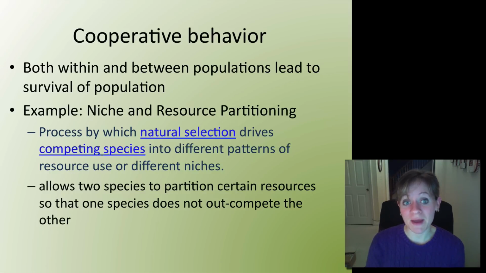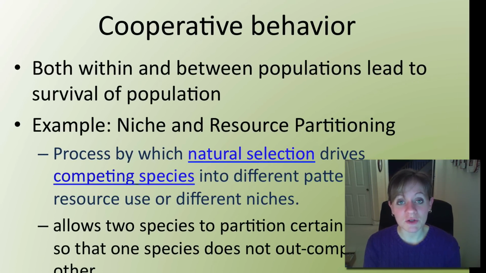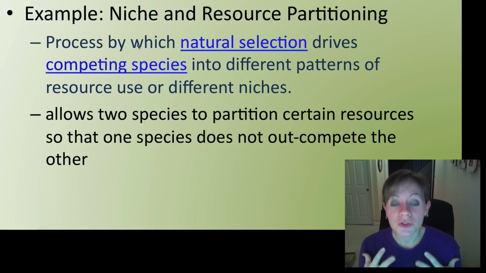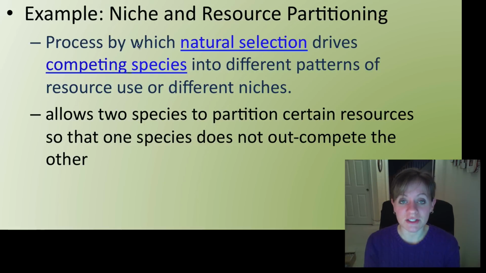Now there's another type of behavior called cooperative behavior. This can happen within a population, so the same individuals in the same population, or it could occur between two different populations. But either way, it's going to lead to survival of the population. The example I'm going to give you is called niche partitioning, or it's also called resource partitioning. Natural selection is going to push or drive competing species into different niches. So if two different species are competing for the same habitat, the same food, the same prey, natural selection is going to dictate that that can't go on forever.